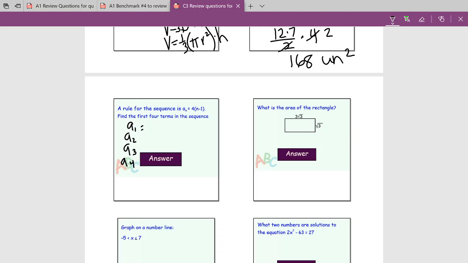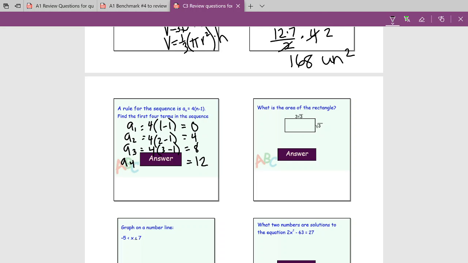And we plug in n as each of those numbers. So 4 times 1 minus 1, which is 4 times 0, is just 0. Plug in 2, we get 4 times 2 minus 1, which is 4, and then 4 times 3 minus 1, which is 8. And then, of course, we get my last term when you plug in 4 as 12. So 0, 4, 8, 12 is my sequence.